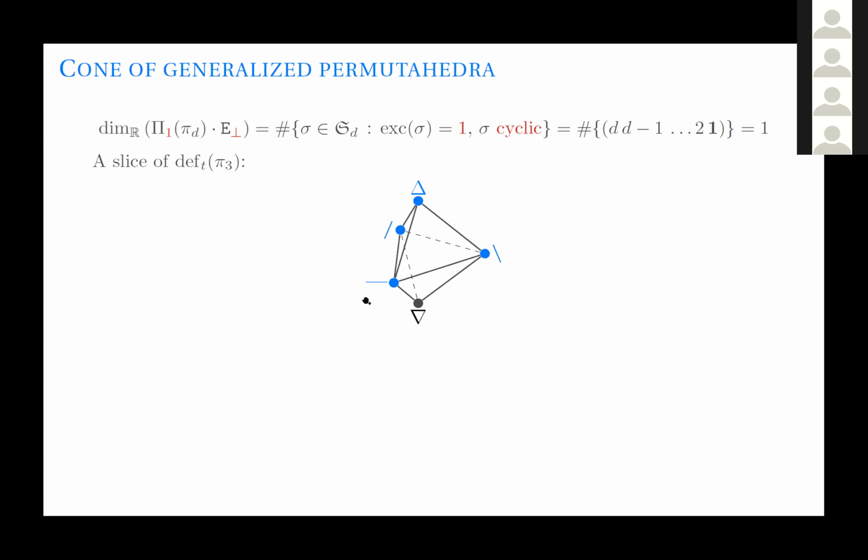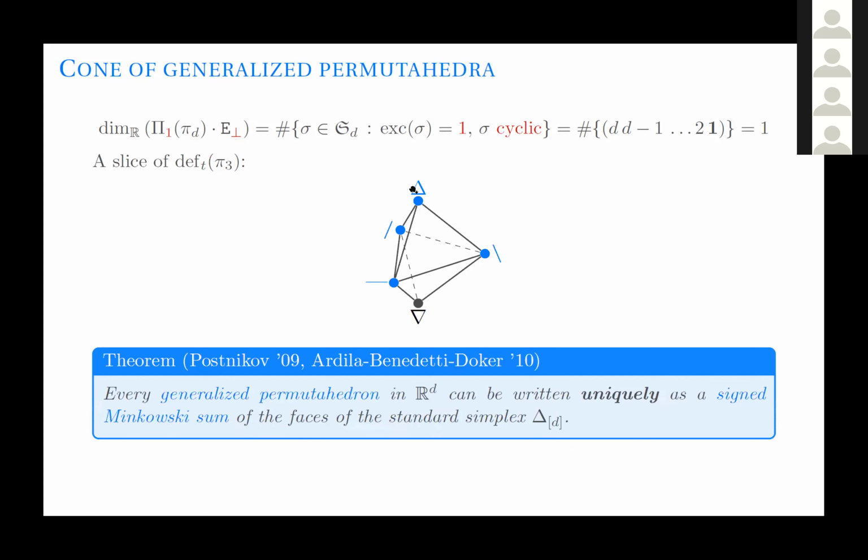If we look at this slice of the cone, we see that to get a basis of this, we are going to have to use at least either this simplex or the reverse simplex. I cannot get away without choosing at least one of these two. And actually, I can get away with picking exactly one of them. This is a known result of Postnikov, then extended by Ardila, Benedetti, and Doker, that I can choose the standard simplex and all of its faces, which are of course of dimension strictly lower than the dimension of the simplex. Those will form a basis for the space of virtual deformations of the permutahedron.